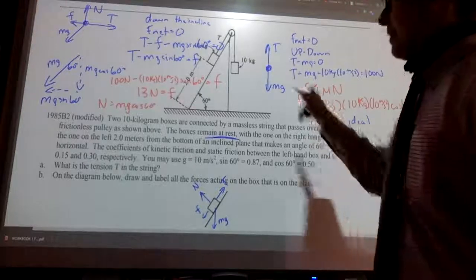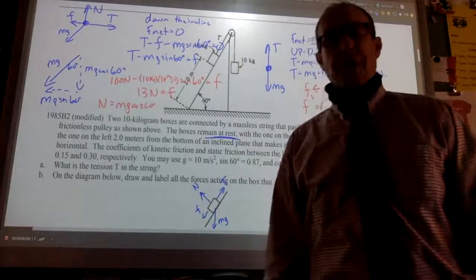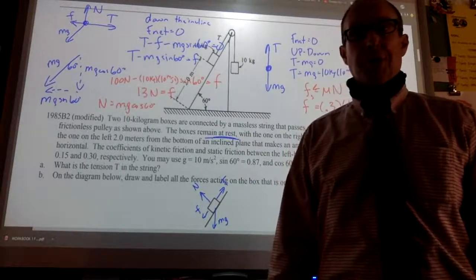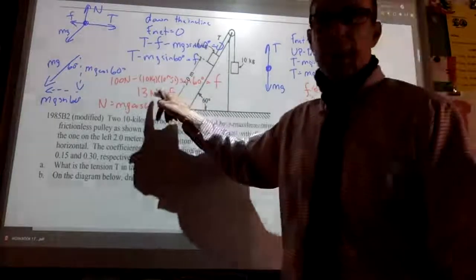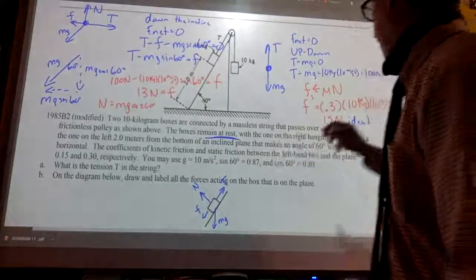So what does this tell me? That with this coefficient of friction and this normal, the friction could be as much as 15. But in this problem, it only needs to be 13 to balance that force.